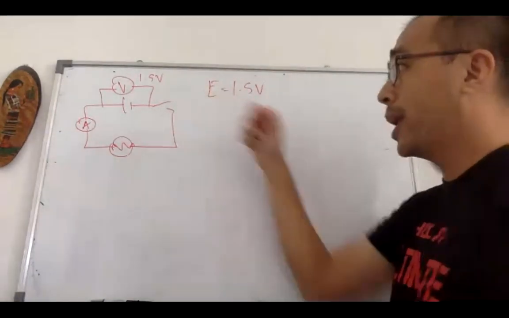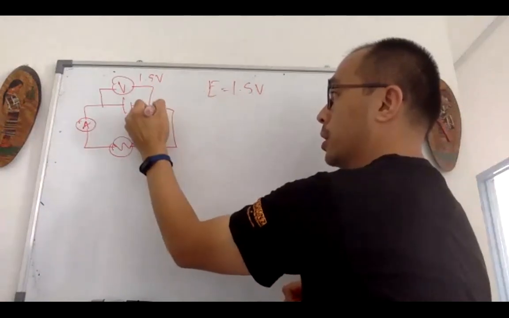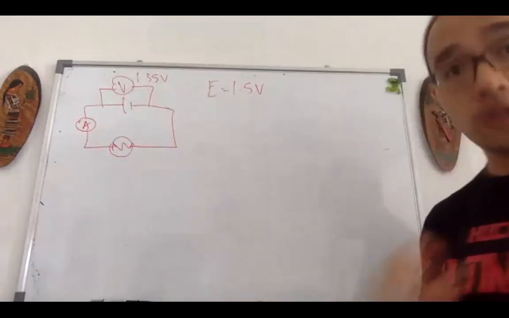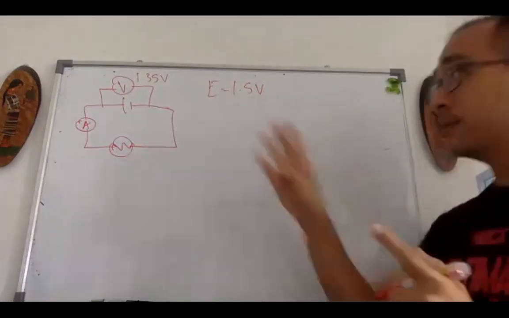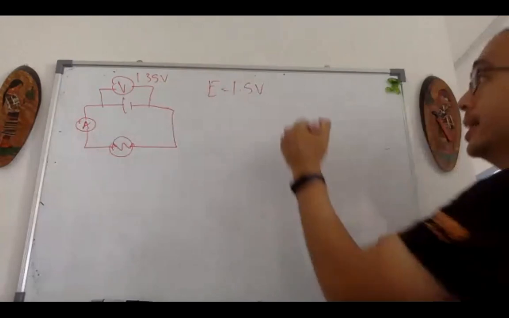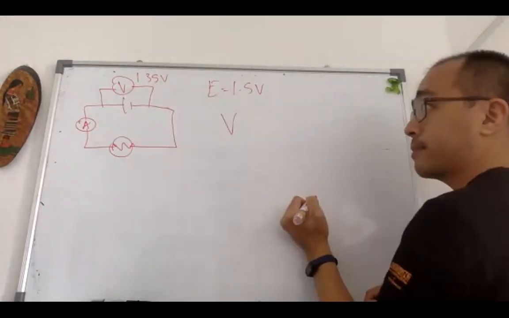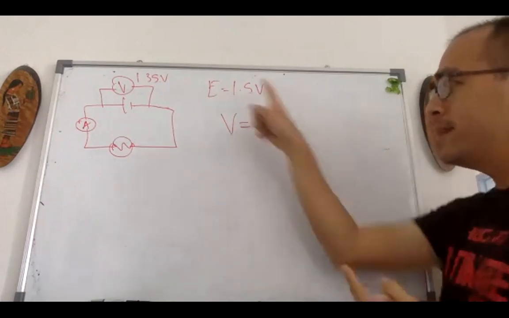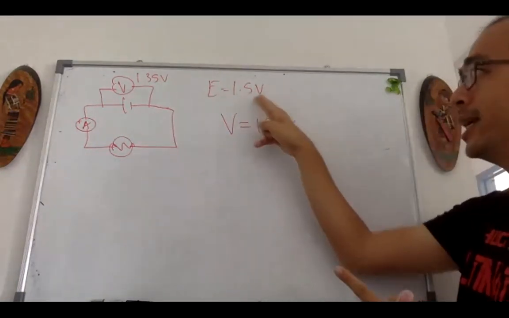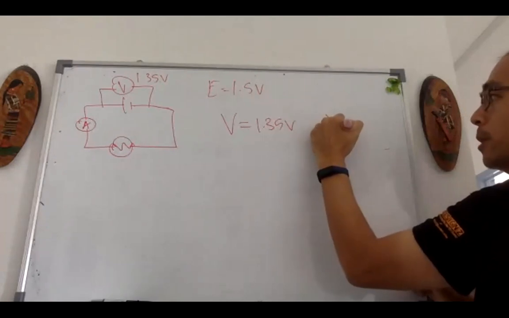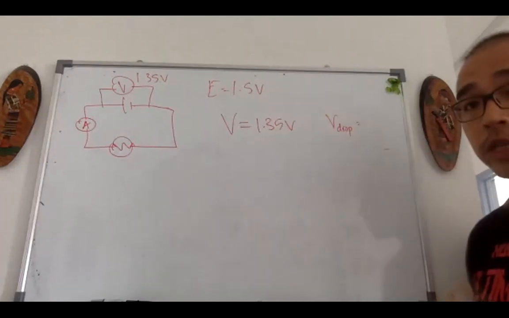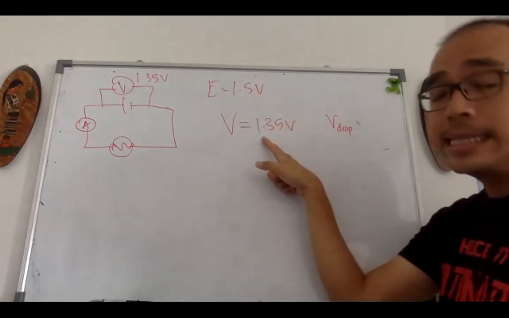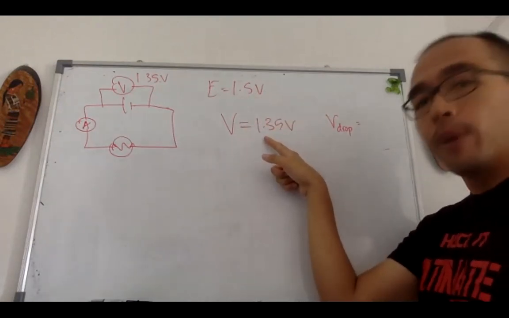Then when I close the circuit, this reading becomes 1.35 volts. This 1.35 is now known as the V. V is 1.35 volts. So when you know the E and you know the V, count first the voltage drop. Voltage drop is E minus V. 1.5 minus 1.35.